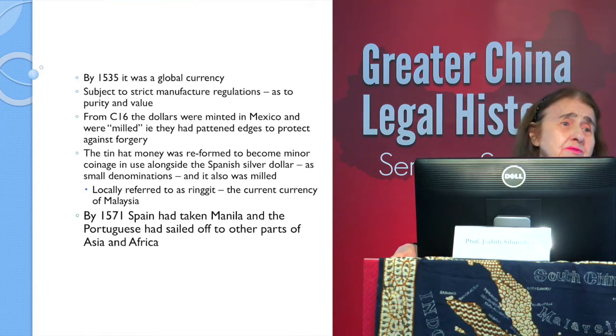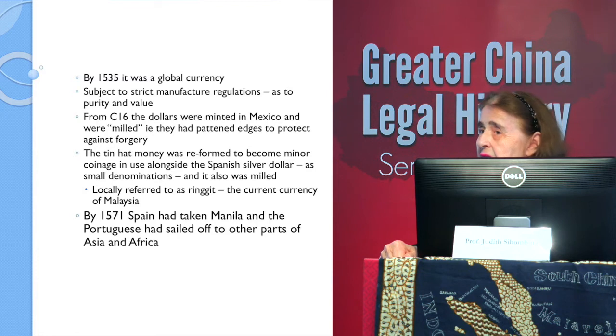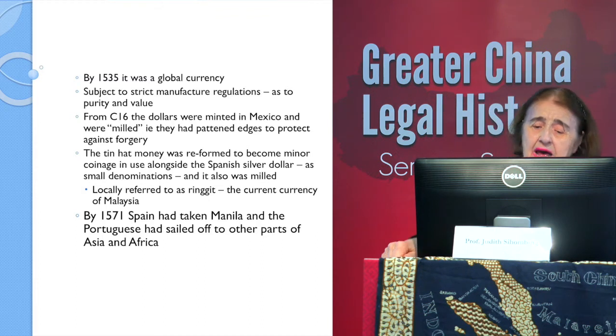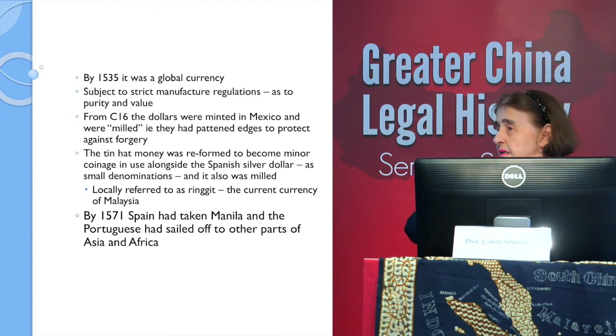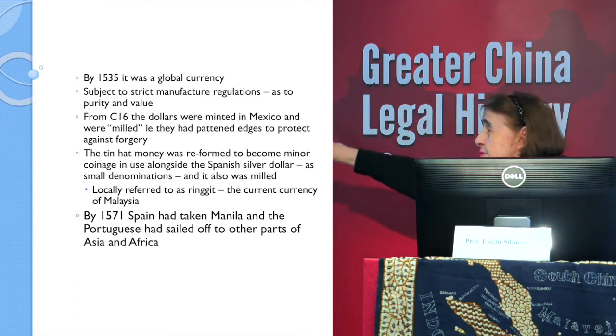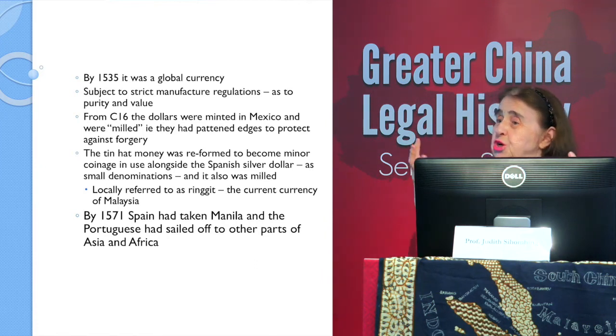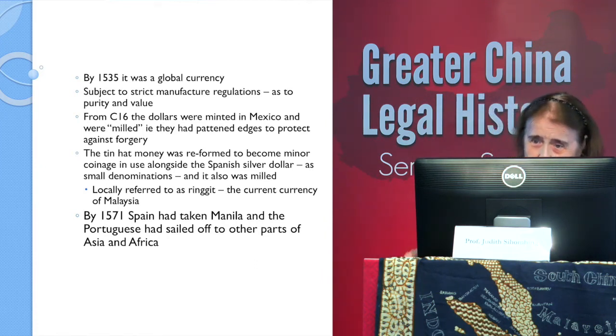Locally, it was referred to as the ringgit, which is the Malaysian currency now. In 1571, Spain got rid of the Portuguese and all of the influence of the Portuguese, took over Manila, and then sailed eastward to the Americas with these journeys, fleets of goods. It was the currency of Asia.